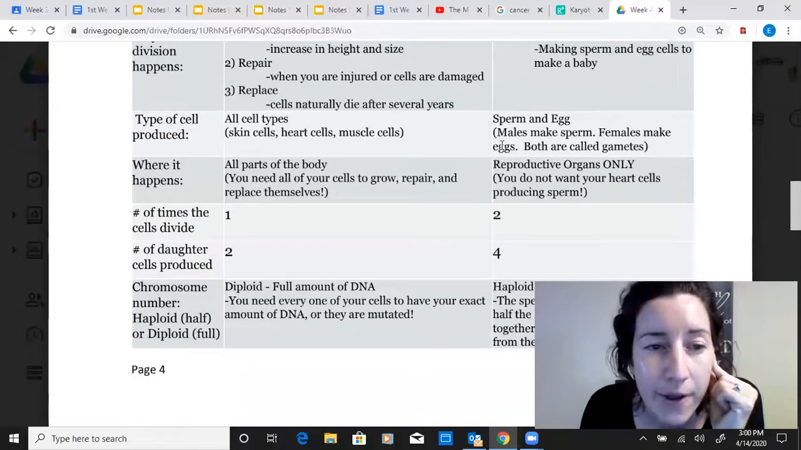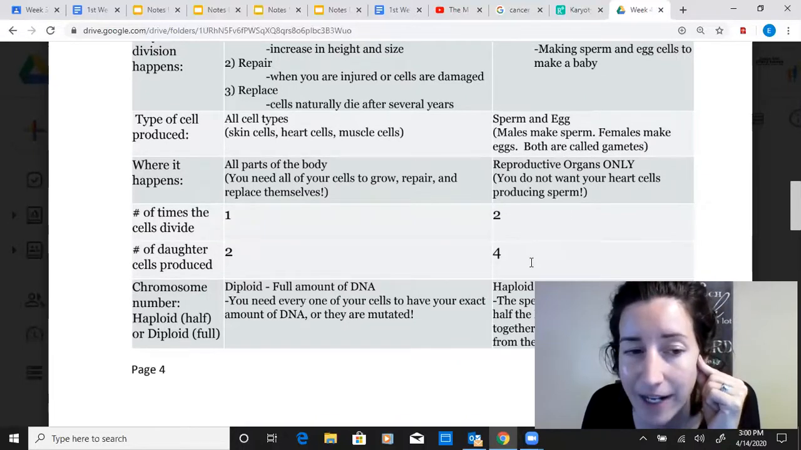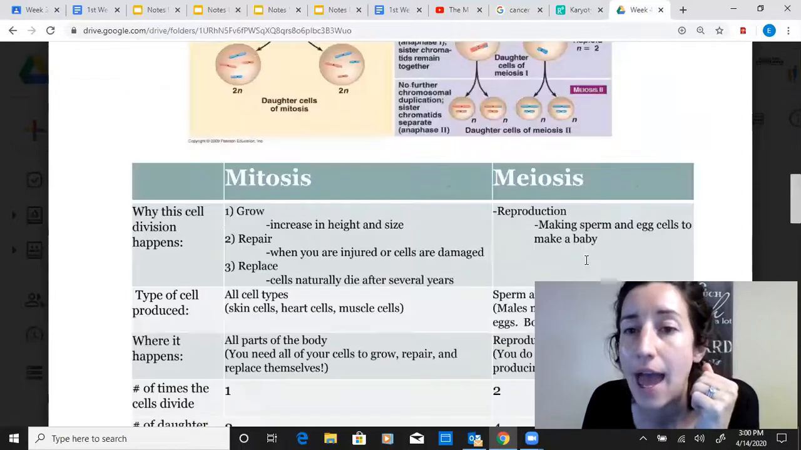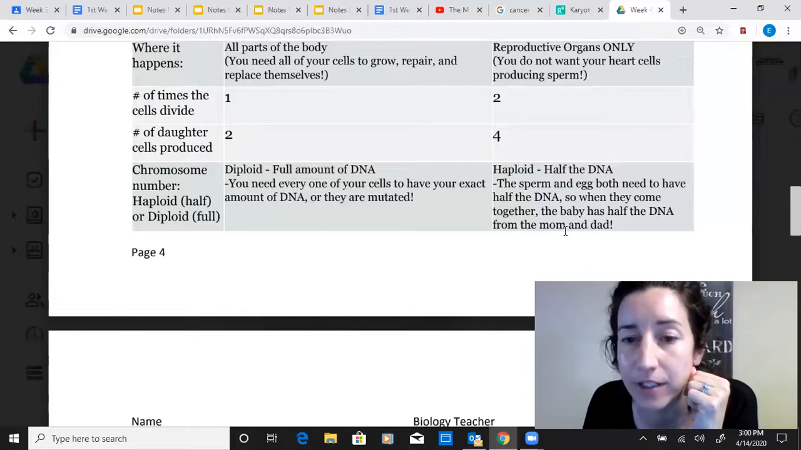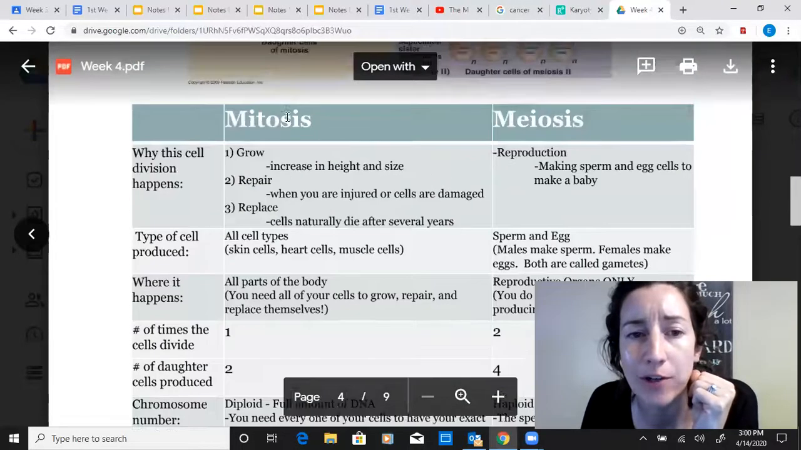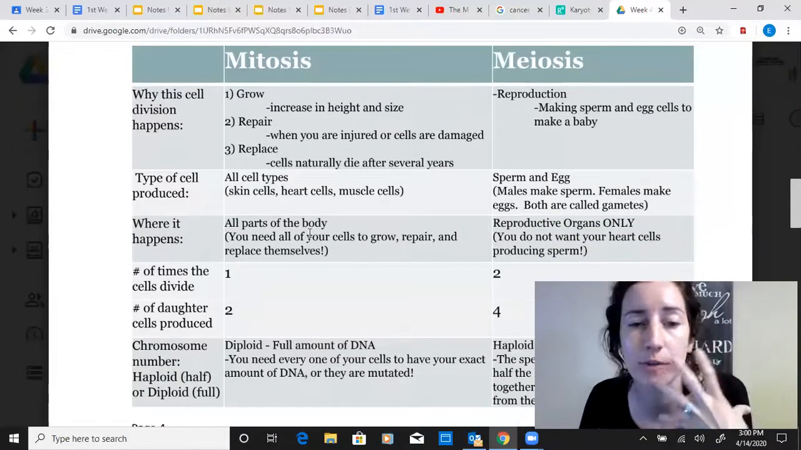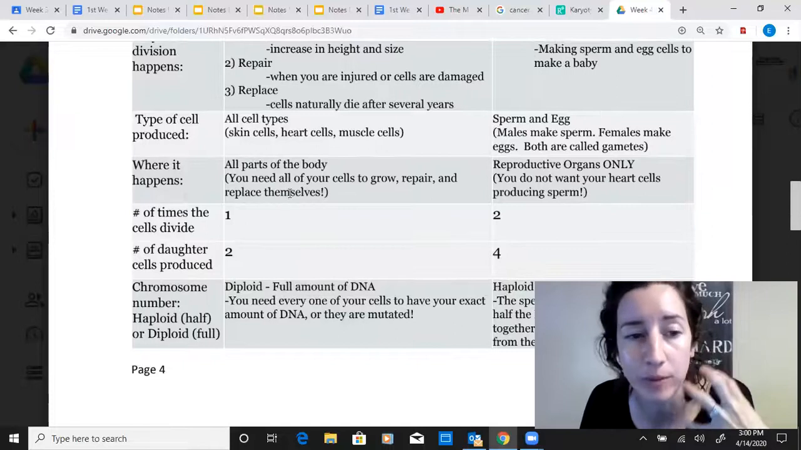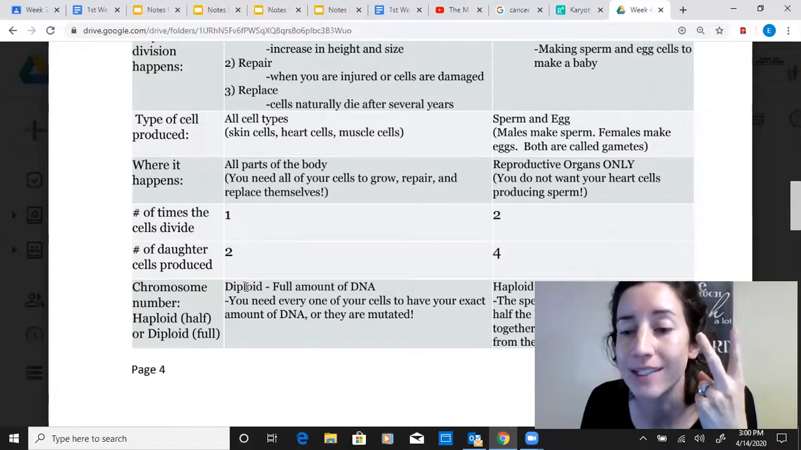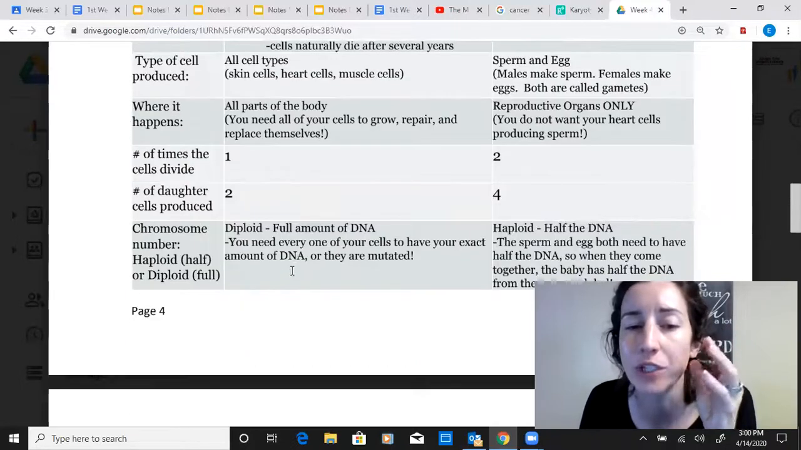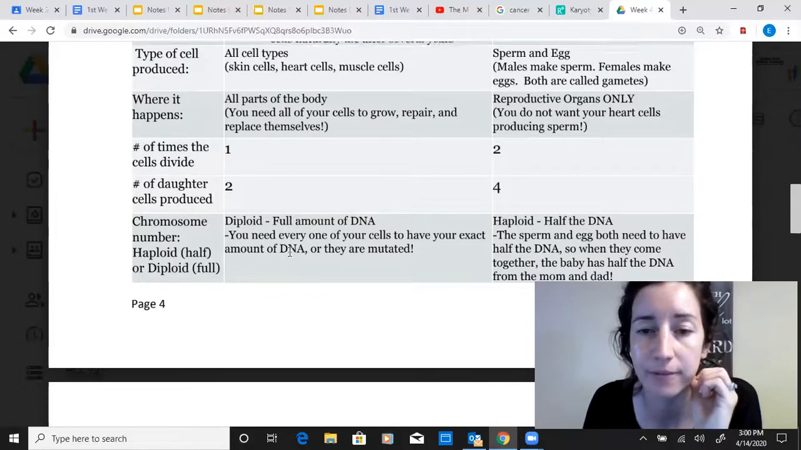You're making sperm and egg cells. You only want this to happen in the reproductive organs. The cell's going to divide twice. It's going to make 4 half cells, or haploid, half the DNA. Mitosis, back to our first one, you're going to do that to grow, repair, and replace. You want all of your cells to be growing and repairing and replacing all over your body. You divide once, and it makes 2 daughter cells. Diploid, di means 2 or full, so you have your full DNA. You need every single one of your cells to have your exact full DNA.